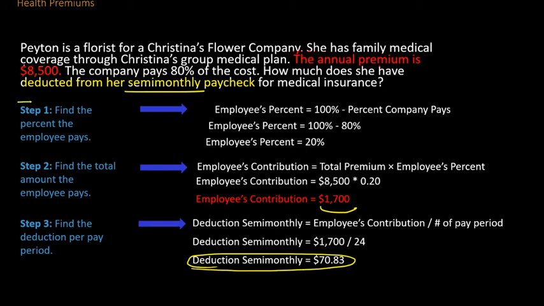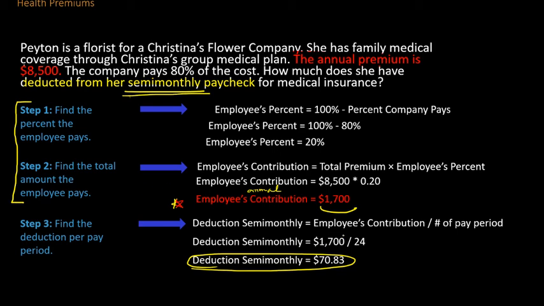Okay, so step 1 and step 2 were just like what we did in the last example. We got to this point where we knew what her annual contribution was. And then they asked, if she's being paid on a semi-monthly basis, what's the deduction per paycheck? So you have to divide by the number of paychecks per year, right? To go from annual to semi-monthly.